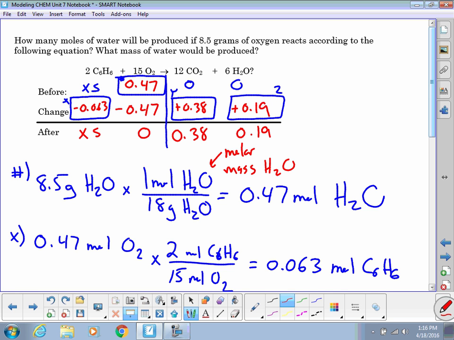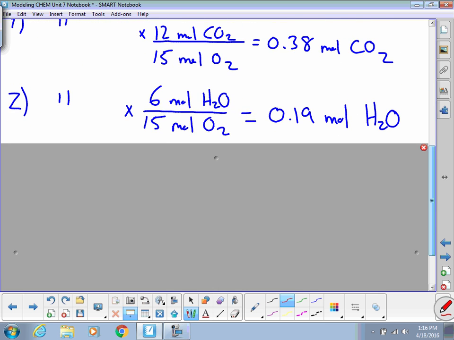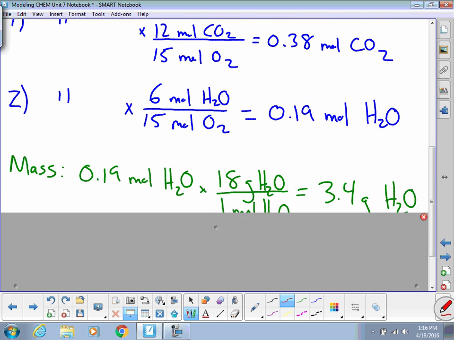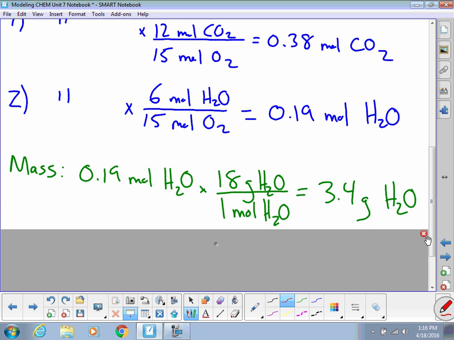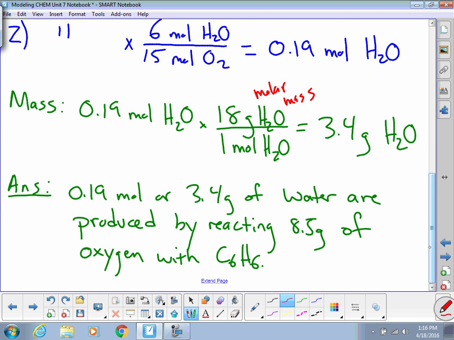But it also asks what mass of water is being produced. So scroll back down. To get the mass of water, we know how many moles of water, and so this time we multiply by the molar mass, and it works out to be 3.4 grams of water. And so our final answer is 0.19 moles or 3.4 grams of water are produced by reacting 8.5 grams of oxygen with C6H6.